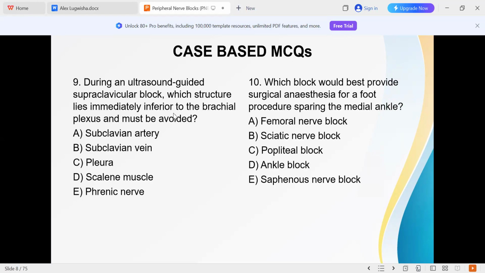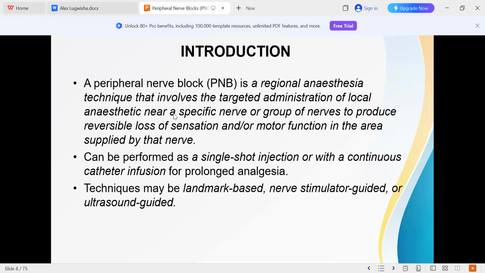Medial part of the ankle, saphenous. Saphenous block, correct. All right, saphenous block is correct. Okay, so let's go.